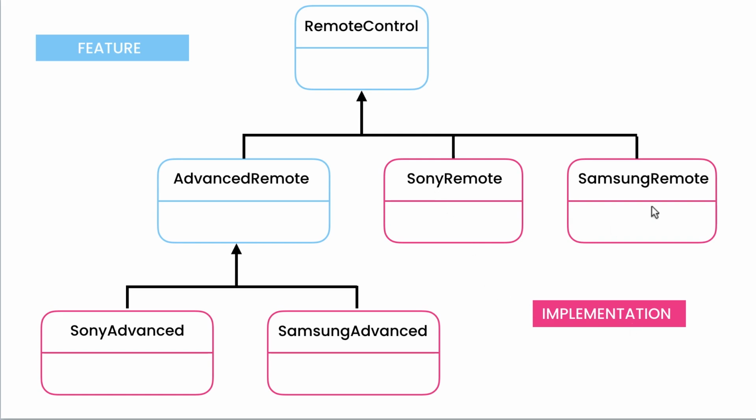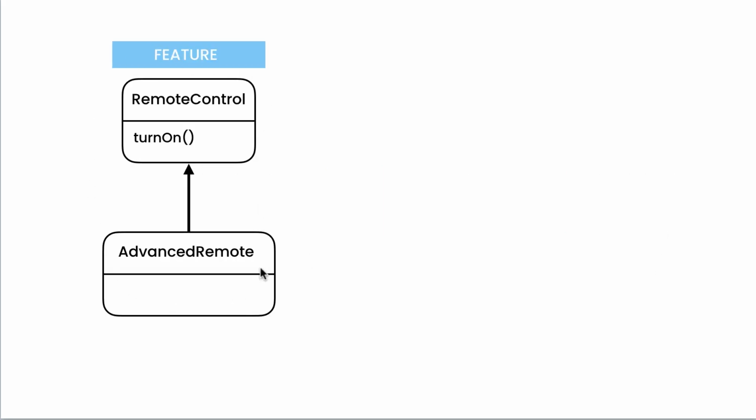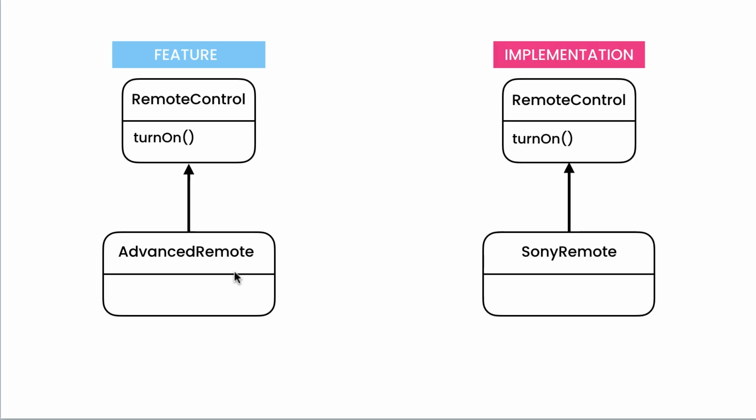So to simplify this hierarchy, we need to break it down into half. On the one side, we should have this hierarchy, which is all about the features of a remote control. So in this hierarchy, we have 2 classes, remote control and advanced remote control. And we should have a separate hierarchy, which is all about implementation. So in this hierarchy, we're going to have this remote control class and an implementation for Sony plus other brands such as Samsung and so on. Now for clarity, let me rename this class from remote control to device and Sony remote to Sony TV. That is more explicit. So now we have 2 completely independent hierarchies.